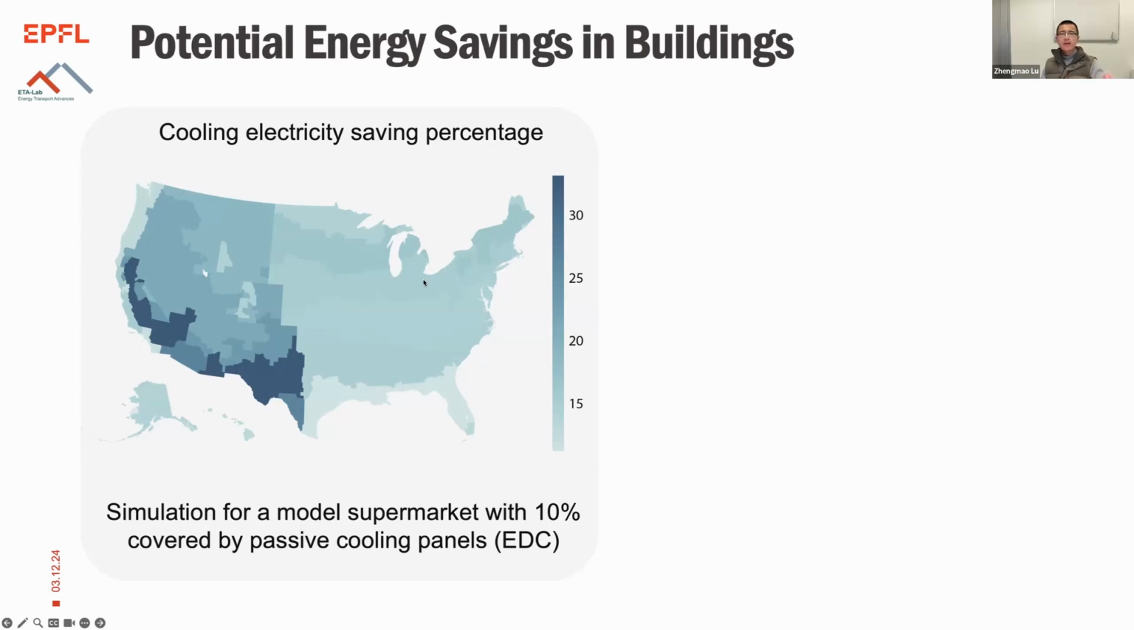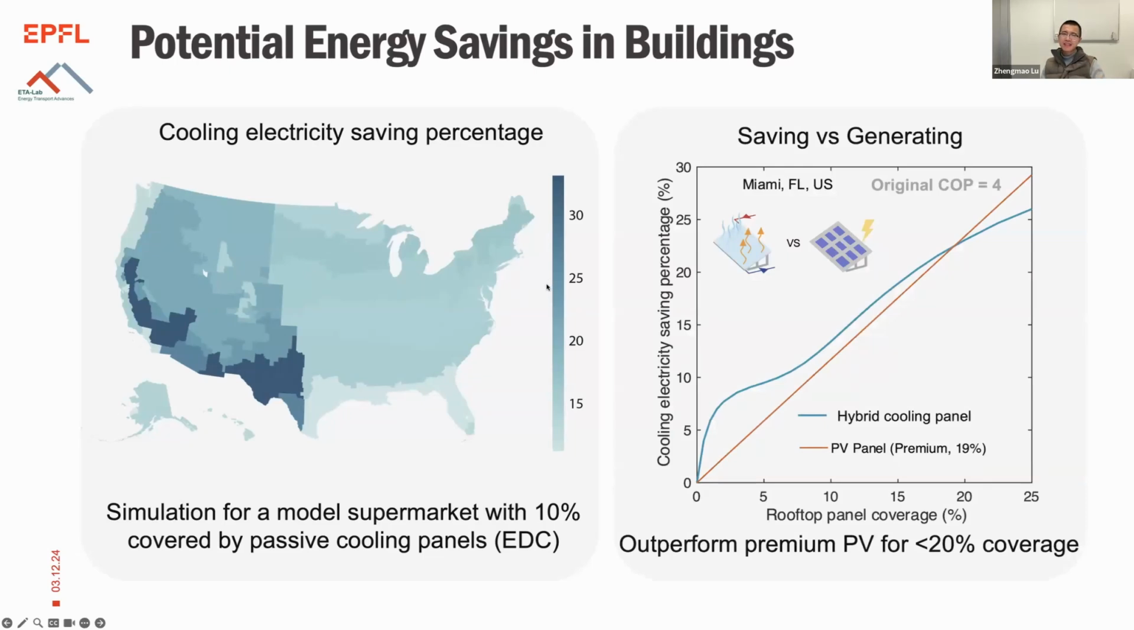The other important question to ask is that radiative cooling requires sky access, so it's basically competing with PV technologies. On one hand, you can save energy by sending heat to the sky, to the universe. On the other hand, you can use the same area facing the sky to generate electricity with PV. So in this plot, we are trying to compare the saving approach with the generating approach in the same setting, a supermarket. We pick a city, Miami, which is hot and humid, so typically not so good for passive cooling.